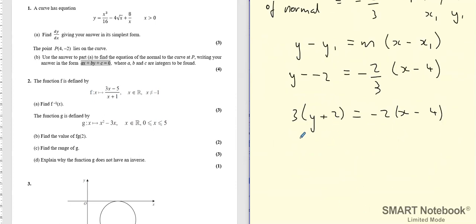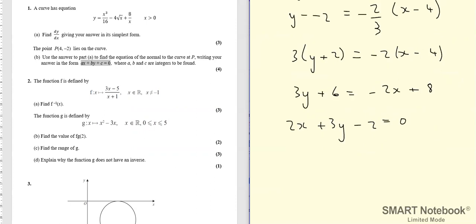And if I expand the brackets and simplify, I get 3y plus 6 equals minus 2x plus 8. Collecting everything all on one side, we get 2x plus 3y minus 2 equals 0. Or alternatively, we could have had minus 2x minus 3y plus 2 equals 0, or any multiple of that.